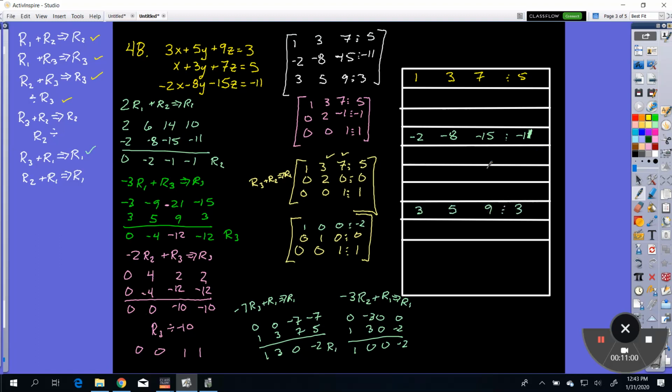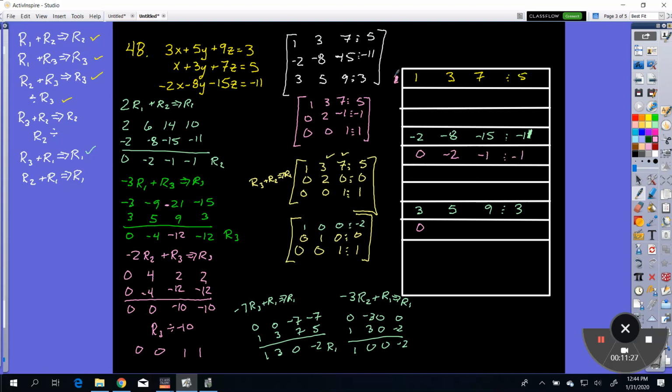I get my spacing wrong sometimes on this, but I want those each to become 0. So I'm going to multiply this by 2 and add it to here. So 2 times 1 plus negative 2 is 0. 2 times 3 is 6 plus negative 8 is negative 2. 2 times 7 is 14 plus negative 15 is negative 1. 2 times 5 is 10 plus negative 11 is negative 1.